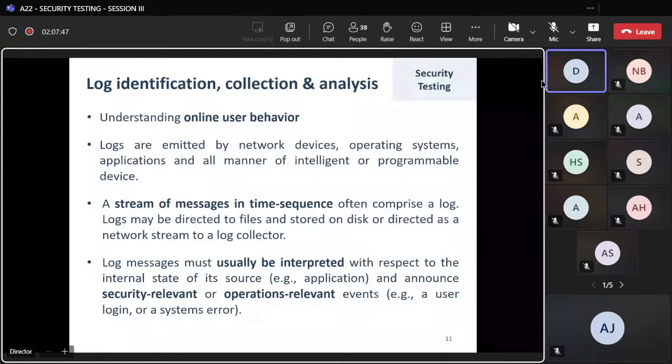And generally the logs are generated by the network devices, the operating system, and the running applications. You'll find the logs are nothing but a stream of messages in a time sequence. They will be written in chronological order. And one of the important factors here is that all the devices on the network should be in sync with the time zone. I can say the Network Time Protocol.